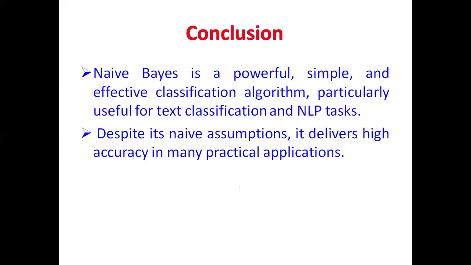And coming to the conclusion, naive Bayes is a simple yet powerful classification algorithm that performs exceptionally well in text classification and NLP tasks. Despite its unrealistic independence assumption, the model often delivers high accuracy in many practical applications. Its efficiency, ease of implementation, and ability to handle large data sets make it a popular choice for various machine learning tasks.